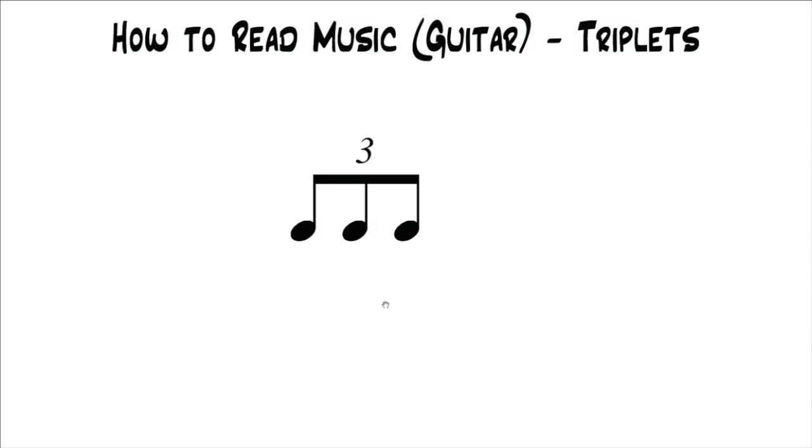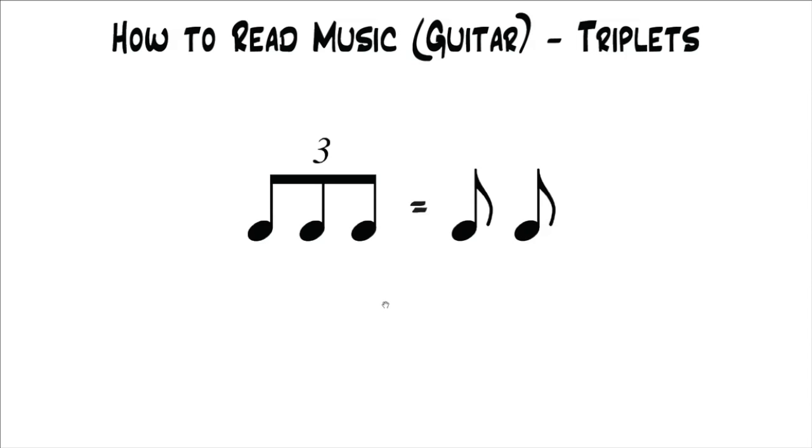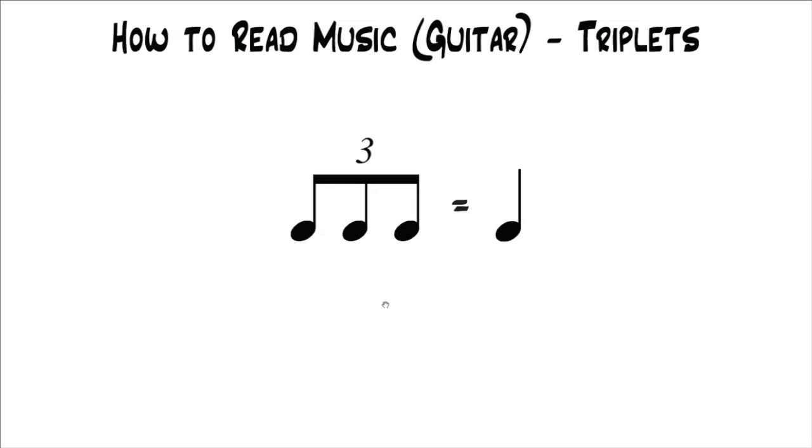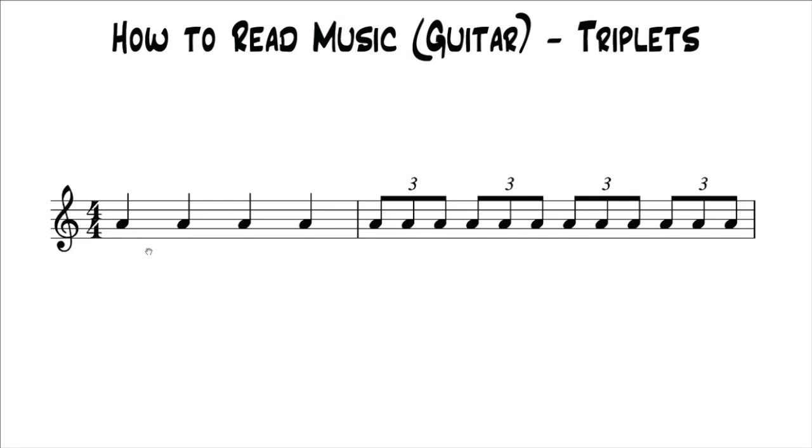And the value of these three triplets is the same as the value of two eighth notes, which is the same as the value of one quarter note. So in 4/4 time, you'd be breaking the beat up into 3 instead of 2. So if we were to write that out on the staff, what's written right here would be the same as what's written right here.